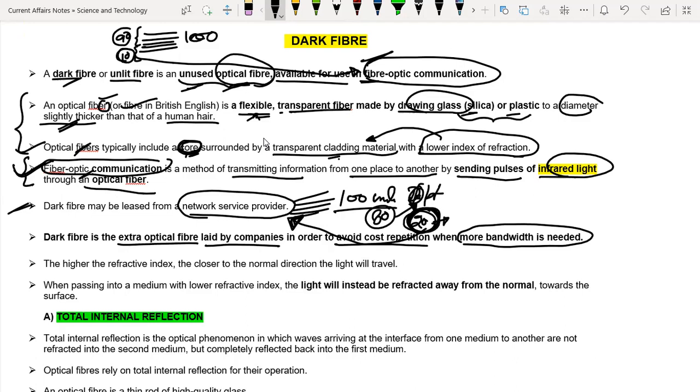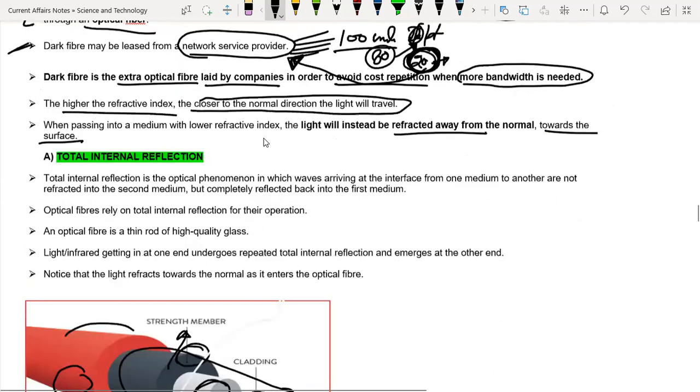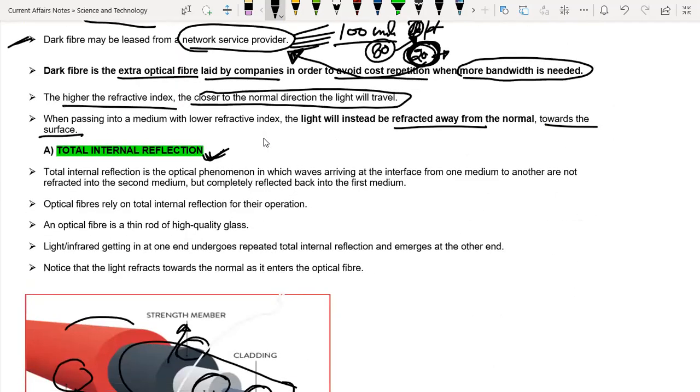Here I am talking about what I told you, the lower index of reflections. At this point I talk about how the higher the refractive index, the closer to the normal the direction of light will travel. When the refractive index of a material is higher, then light moves towards the normal. But if the refractive index is low, then light moves away from the normal, reflected toward the surface. The concept of total internal reflection is very important in optical fiber, because optical fiber communication is solely based on the principle of total internal reflection.